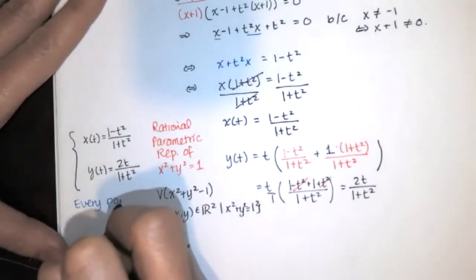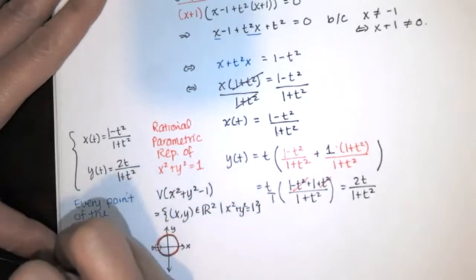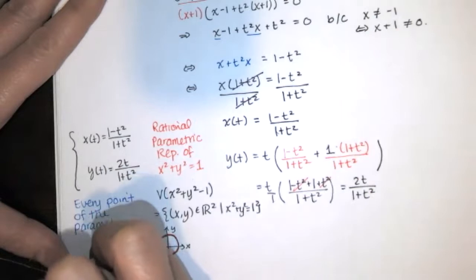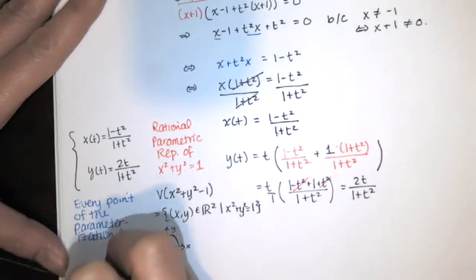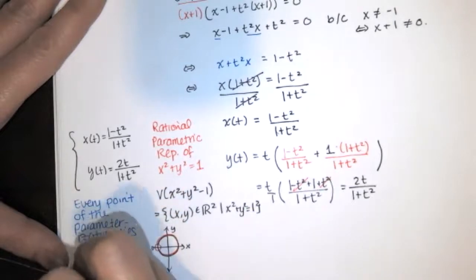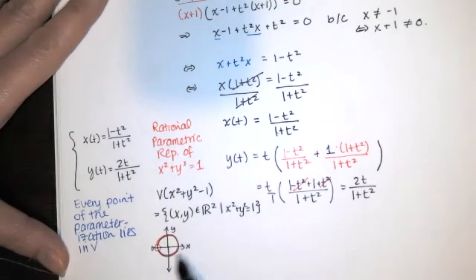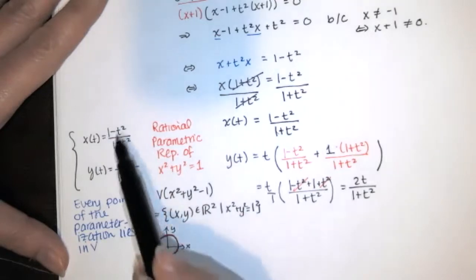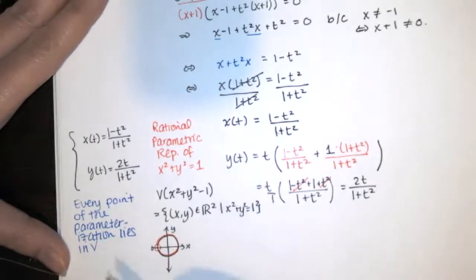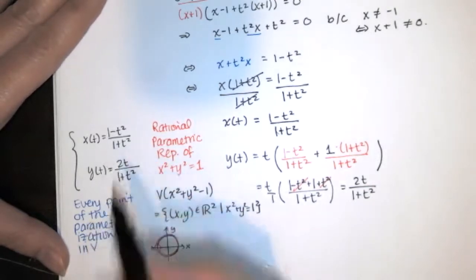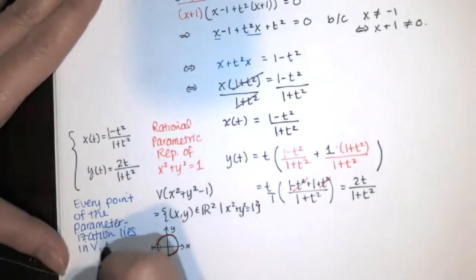Every point of the parameterization lies in V. So the mapping that's given by this only returns values that are in this circle V, but there may be points in V that are not mapped by that parametric representation.